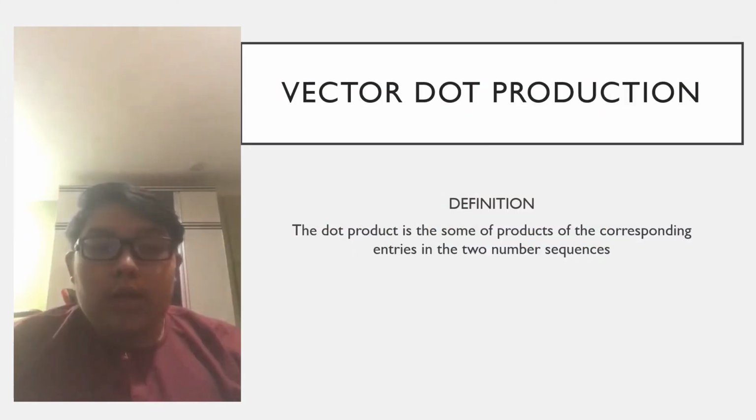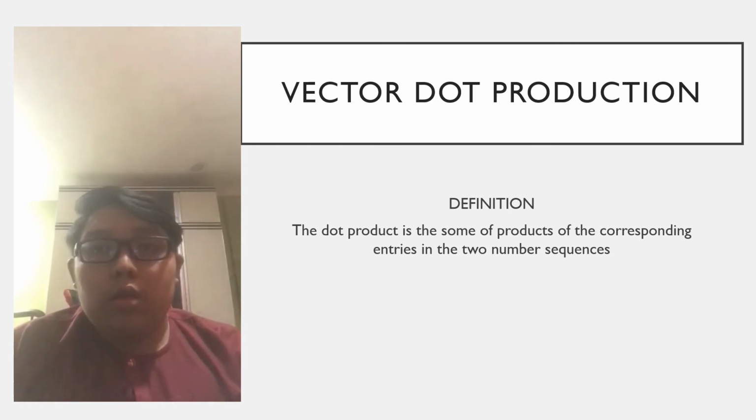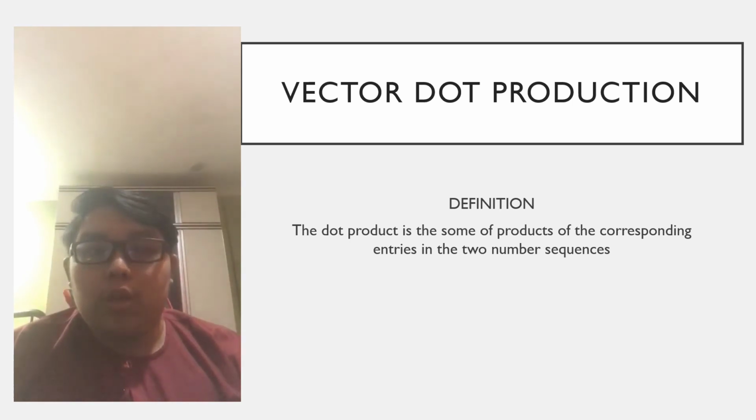My name is Wan Muhammad Akil, and my student number is 01DKM20F2017. I will talk about vector dot product. The definition is the dot product is the sum of the product of the corresponding entries in the two number sequences. Geometrically, it is the product of the two vectors' Euclidean magnitude and the cosine of the angle between them. When using Cartesian coordinates, these definitions are equivalent.